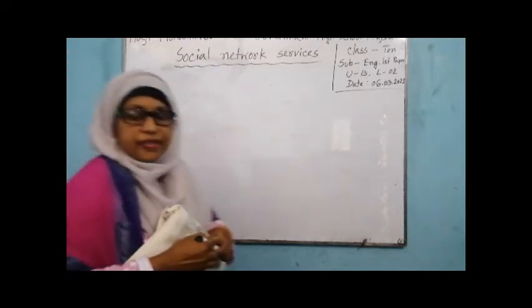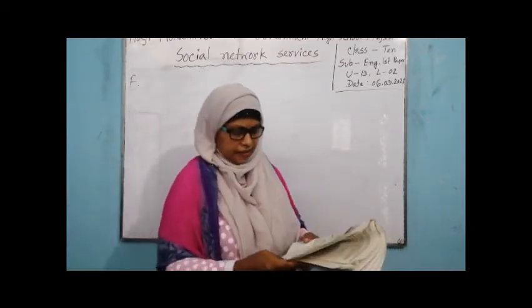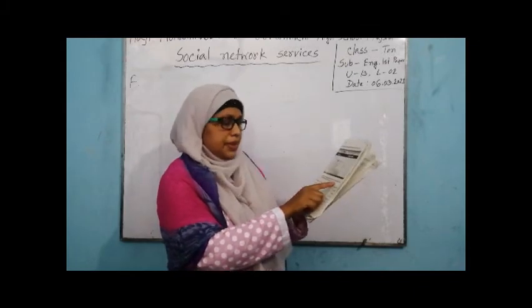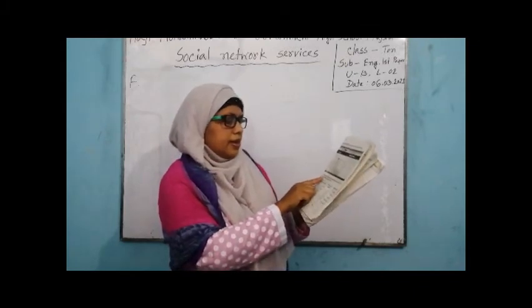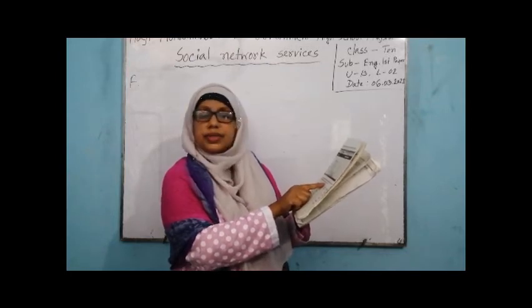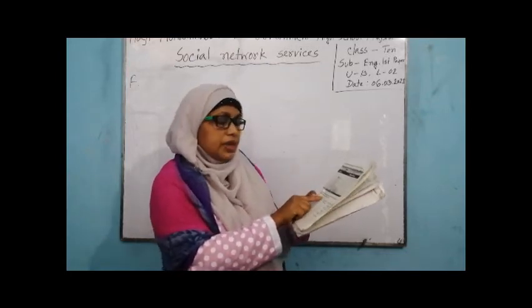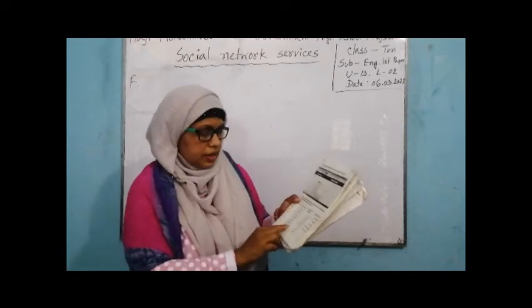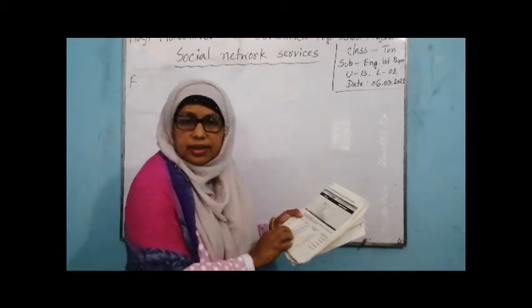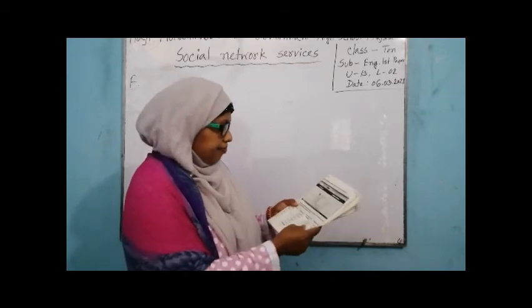Section F. Go to section F. Look at the following table adapted from Wikipedia. It shows some data on all worldwide use of social networks. Worldwide use of social networks. Actually, these data are collected from Wikipedia.